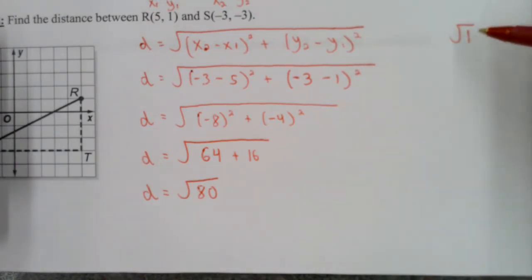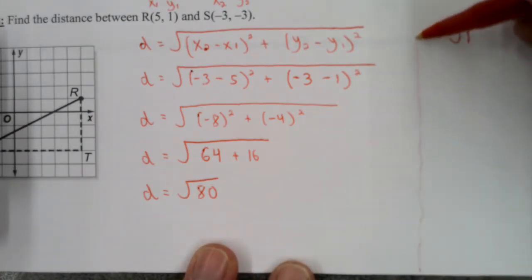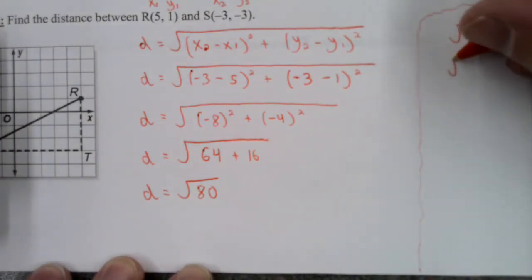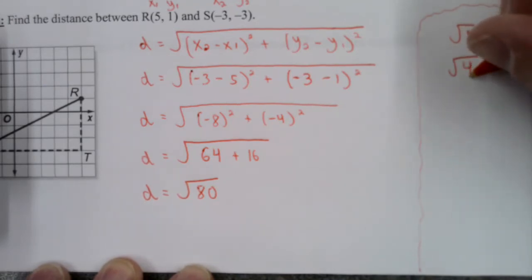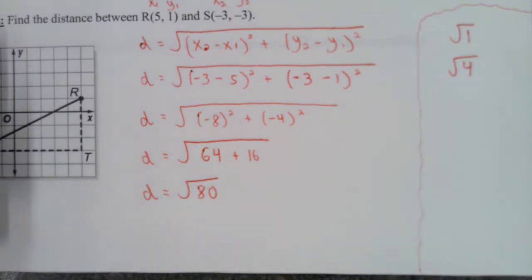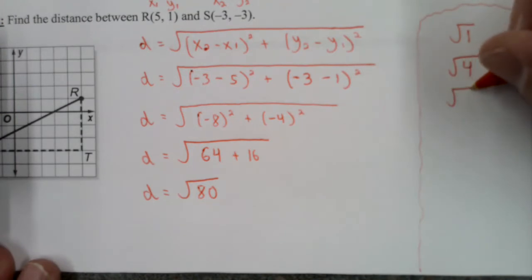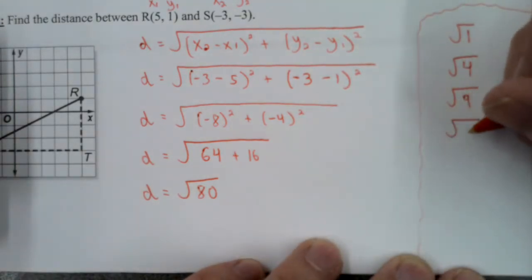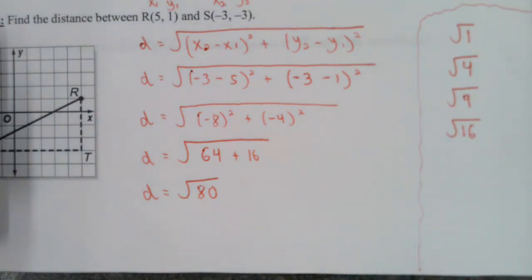1 is a perfect square. This is like a little side note. 1 is a perfect square number because it equals 1 times 1. 4 is a perfect square number because it equals 2 times 2. 9 is a perfect square number because it equals 3 times 3. 16 is a perfect square number because it equals 4 times 4.